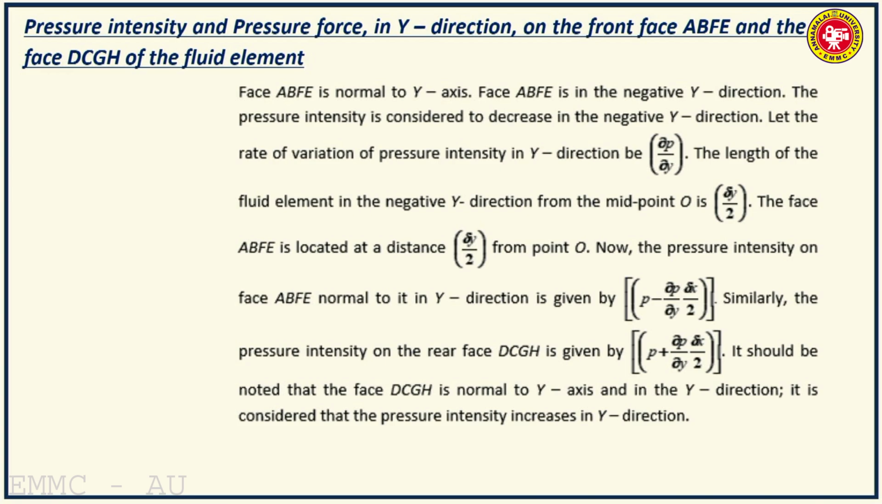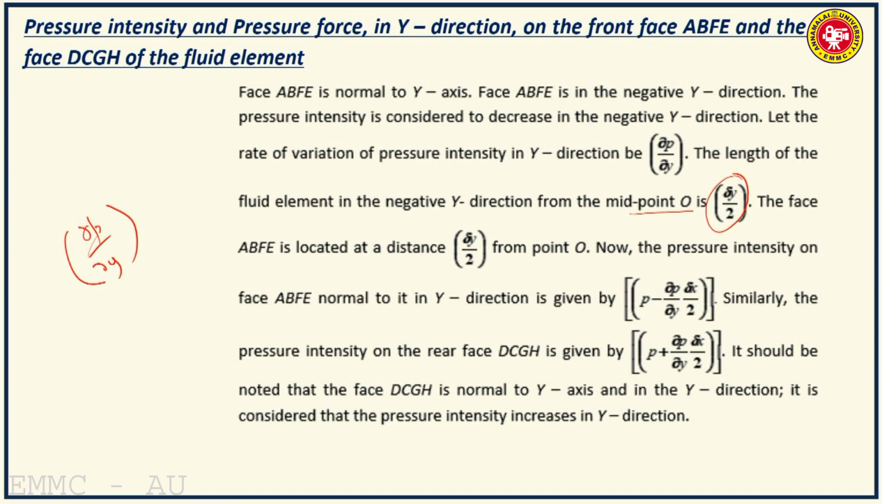Similarly, the variation of pressure intensity in the Y direction is given by dou P over dou Y, because we have assumed that the pressure varies in all three directions. The length of the fluid element in the negative Y direction from the midpoint O is delta Y by 2. So, the face ABFE is located at a distance delta Y by 2 from midpoint O. So, what is the pressure intensity?